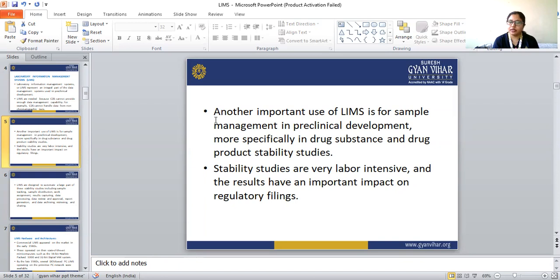Stability studies are very labor intensive, and the results have an important impact on the regulatory filings. So this is the main importance of the LIMS: we are using the LIMS for sample management in preclinical development, and more specifically in drug substance as well as drug product stability studies, which are very labor intensive, and the results have an important impact on the regulatory filings.